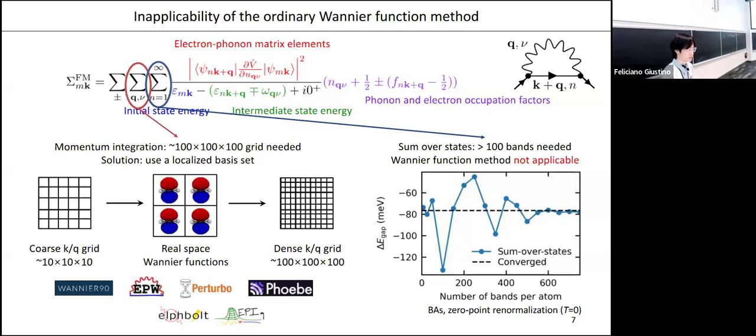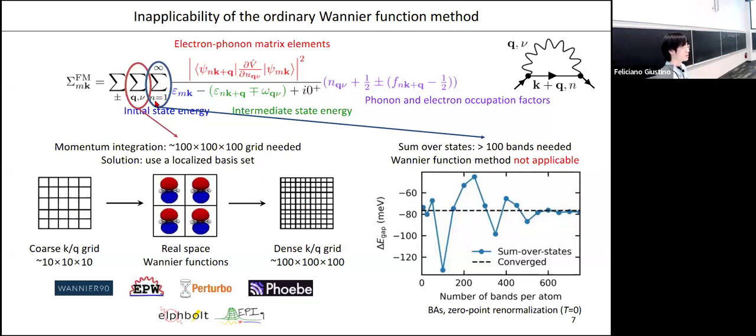We can use Wannier interpolation. So you can use standard codes like GPW to go from a coarse grid to a dense grid with small computational cost, and you can perform calculations over several hundreds times hundreds times hundreds grid of k points. However, the problematic part is the summation of number of bands.